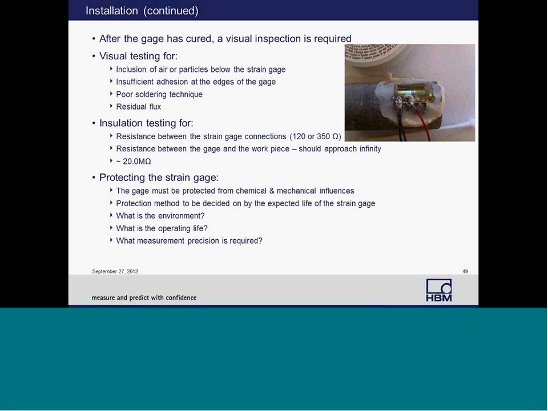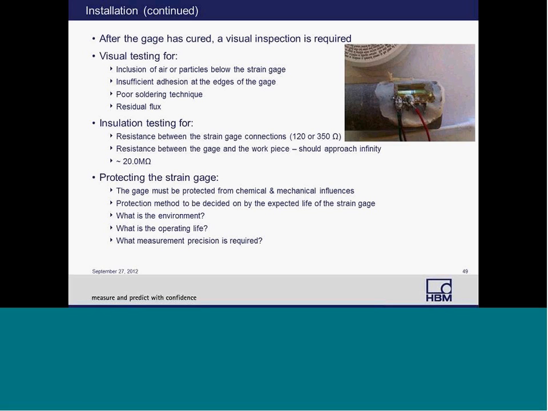After this, we're going to do some insulation testing, and we want to check for the resistance between the strain gauge connections. So this should be 120 ohms or 350 ohms, whatever value of strain gauge selected. Now the resistance between the gauge and the workpiece should approach infinity, greater than 20 meg or higher.